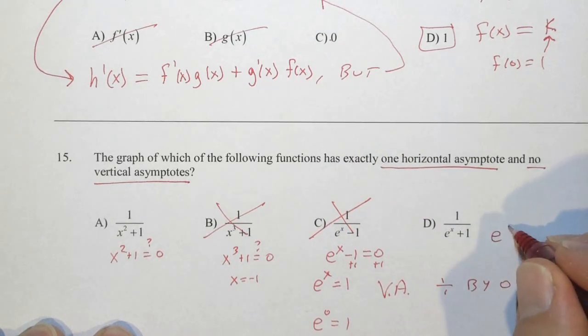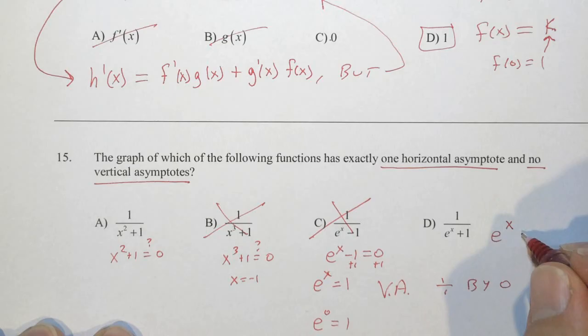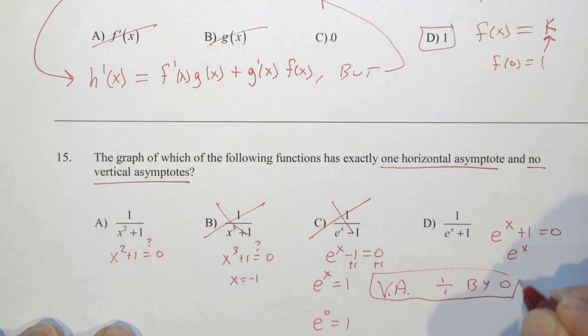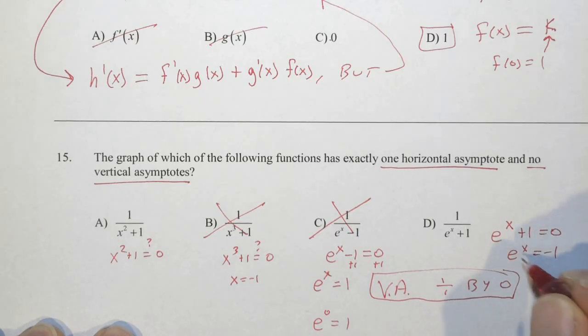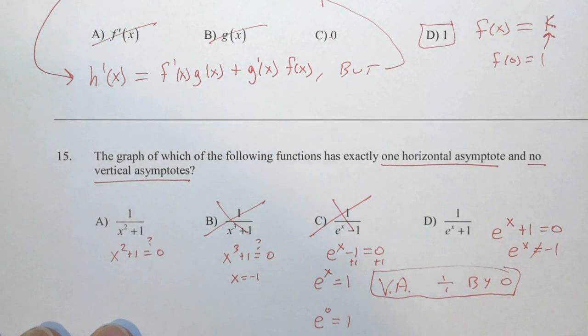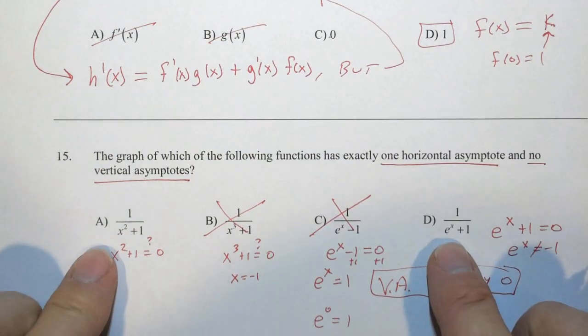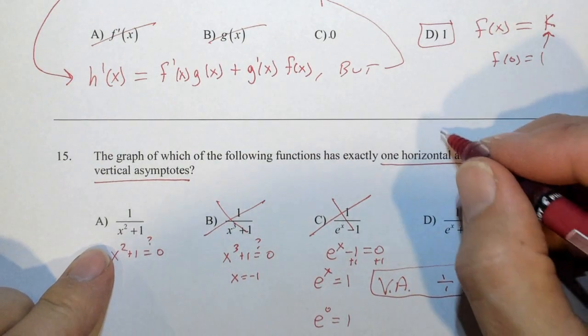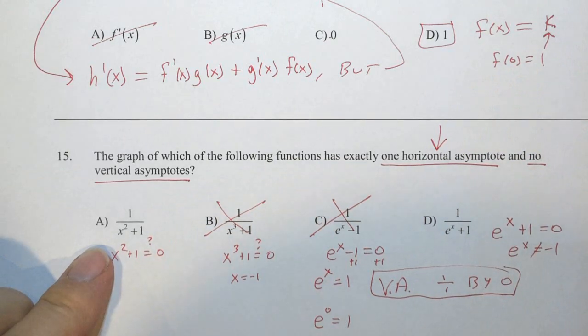How about this one? Well, e to the x plus 1 must equal 0, which means e to the x is equal to negative 1. But e to the x is always positive. E to the x can't be equal to negative 1. So this one's in play as well. So now we have to pick between A and D. What haven't we touched yet? The fact that there's one horizontal asymptote.